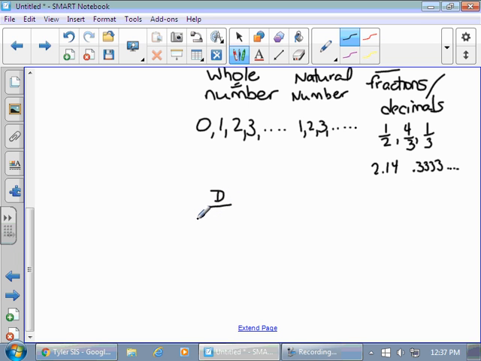Then I'm going to have an integer. I'm going to have an integer there. And an integer is what we're talking about now, and that's our positive and negative whole numbers. Oops. Should be a V there. Positive or negative whole numbers.